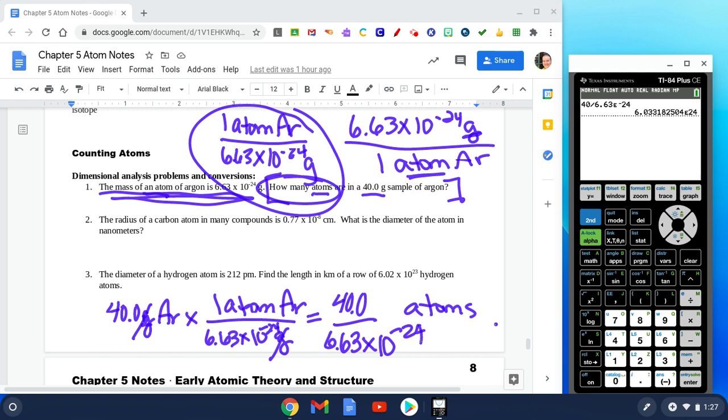So your answer for number 1 is going to end up being 6.03 times 10 to the 24th atoms. Now, this is important. Remember to look to the very, very end of your number. If you see E24, E means the same thing as times 10 to the. That is what E equals. So when you're writing it out, you're going to write times 10 to the 24th power.